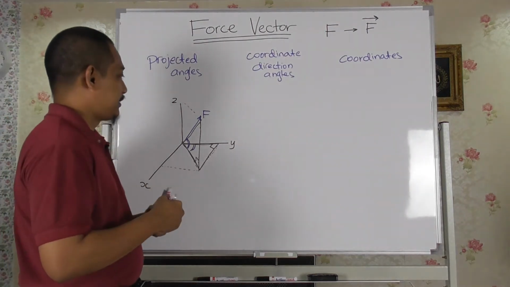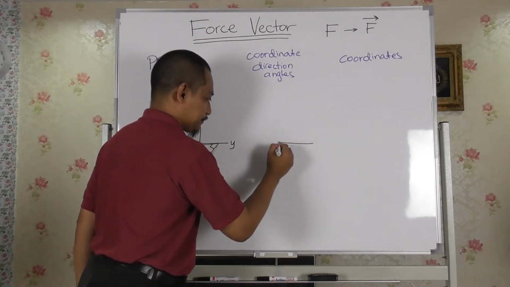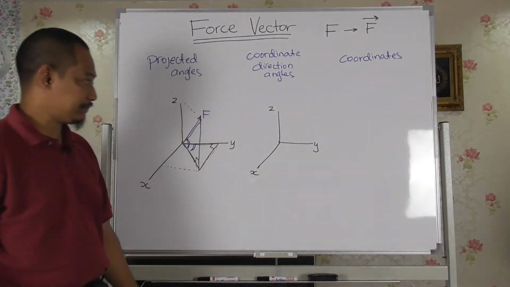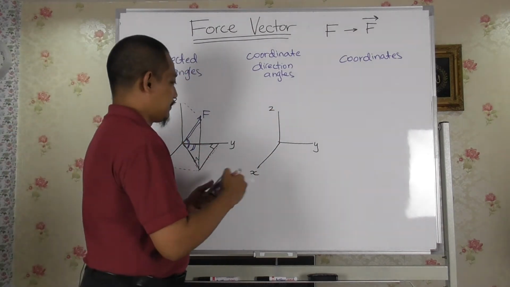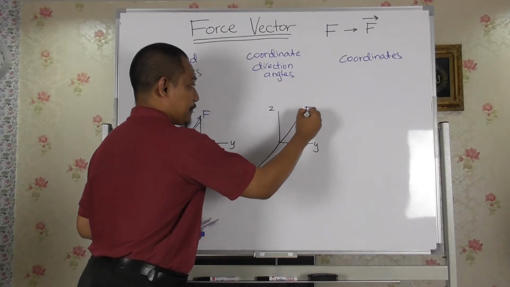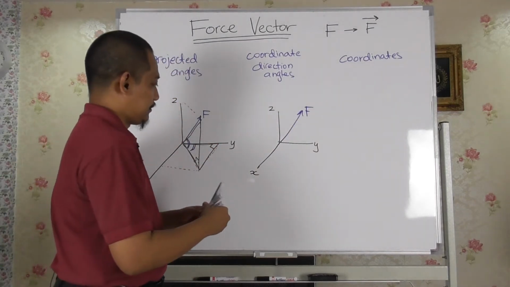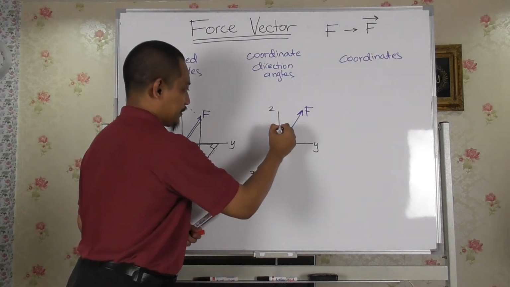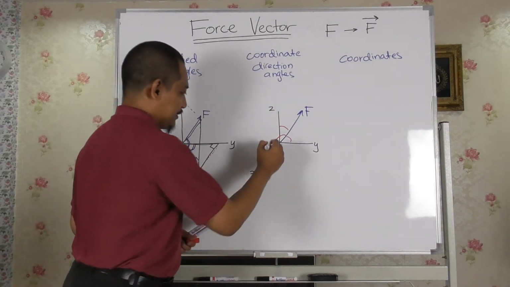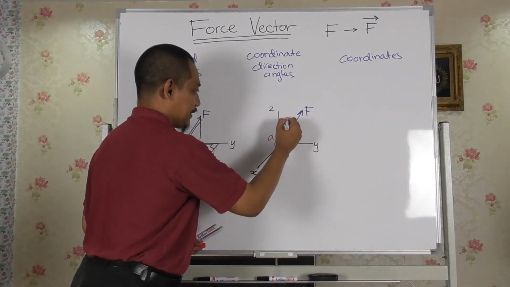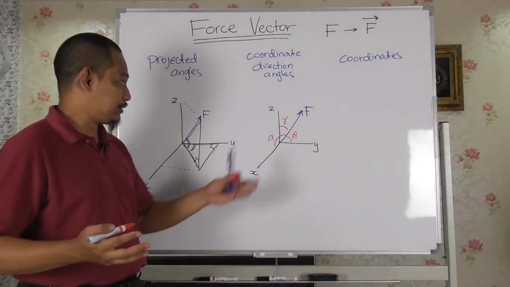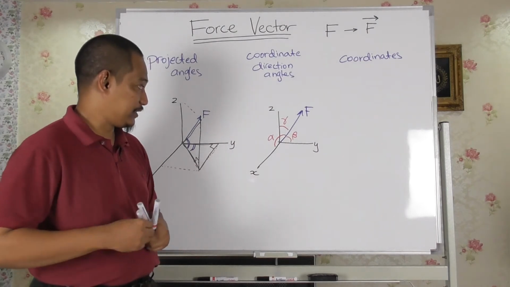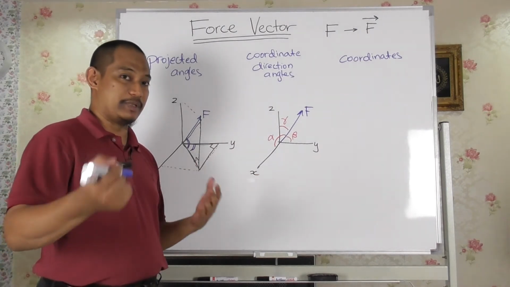Number two, coordinate direction angles. For example, you have the x-axis, y-axis, and z-axis. If you have a force somewhere here, and what is given is the angle with respect to x, the angle with respect to y, and the angle with respect to z. These are alpha, beta, and gamma. You should be able to use this to get the vector of the force as well. So that's the second type of information that you might be given.